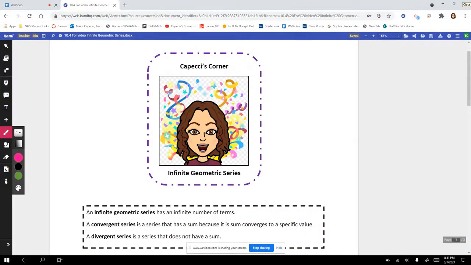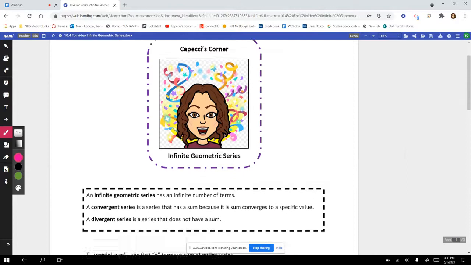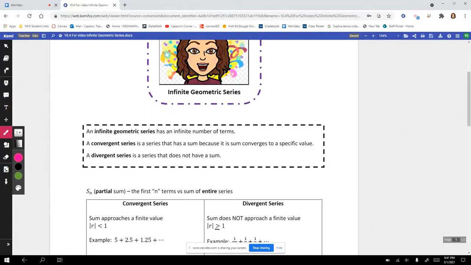Today on Convergent's Corner, we're going to look at infinite geometric series. Now, an infinite geometric series has an infinite number of terms. What we've been looking at up to this point is a series that has 4 terms or 5 terms or 20 terms, and we've been able to add them together. This time, we're looking at an infinite number of terms.